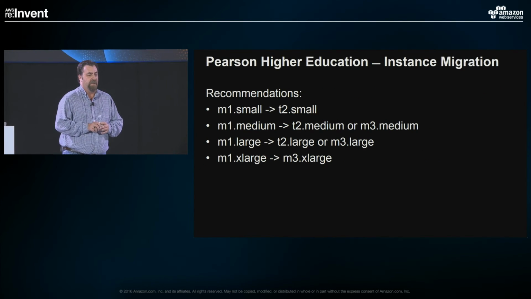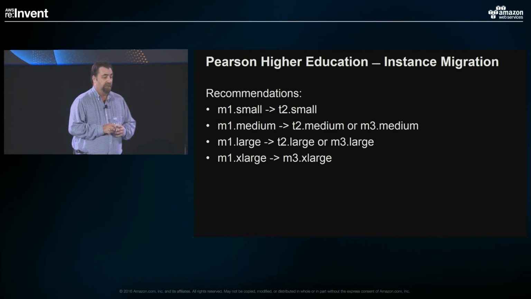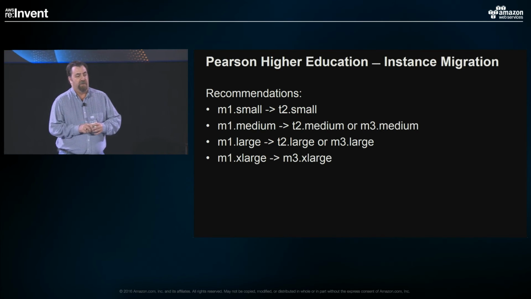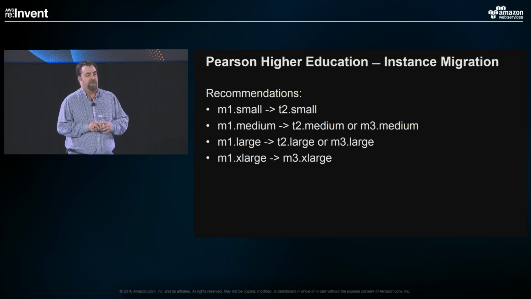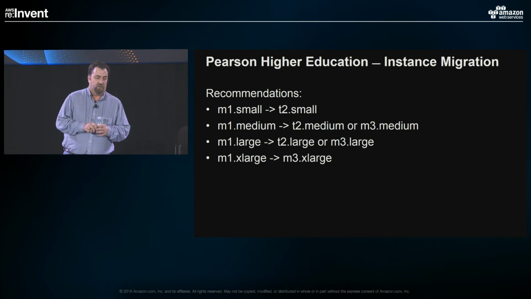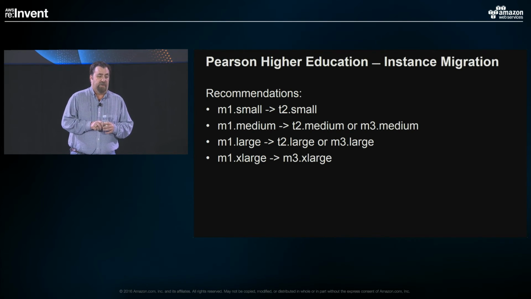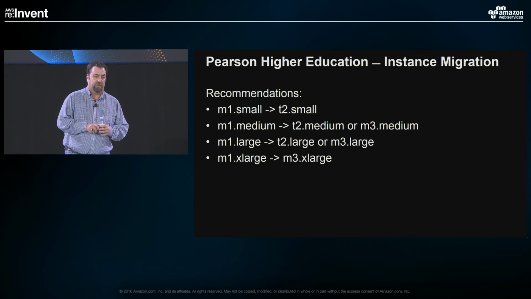These were our recommendations back to the teams. If you had M1 smalls, you go to the T2 smalls. M1 mediums, you would go to the T2 mediums, or if you needed the high CPU or the ephemeral storage, you could use an M3 medium, obviously cheaper than our M1s. M1 larges, obviously T2 large, or an M3 large if you needed the CPU and the storage. And at the time that we did the migration, there wasn't any T2 extra larges, so we suggested just go into the M3 extra larges.